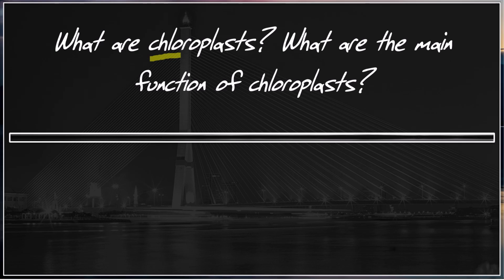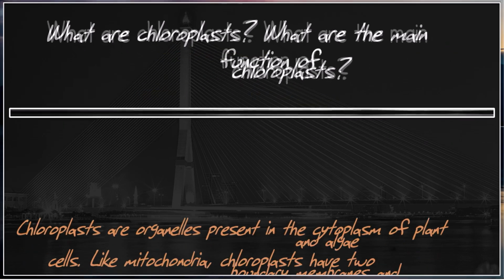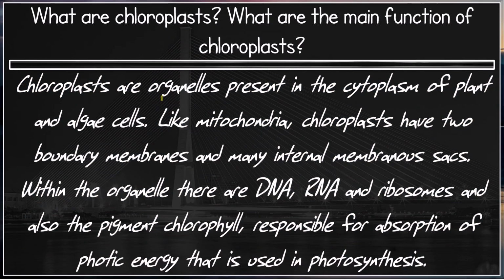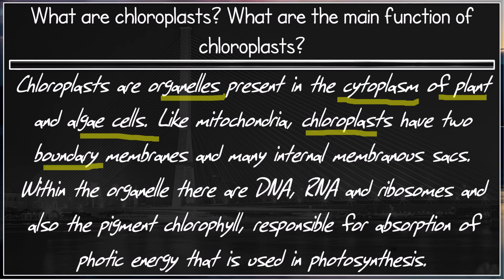What are chloroplasts? What are the main functions of the chloroplasts? Chloroplasts are organelles present in the cytoplasm of plant and algae cells. Like mitochondria, chloroplasts have two boundary membranes and many internal membranes and sacs.